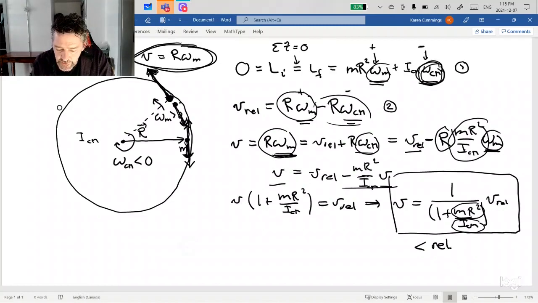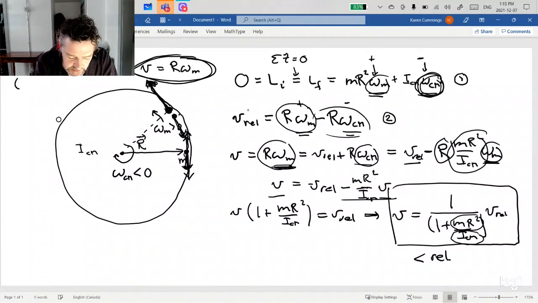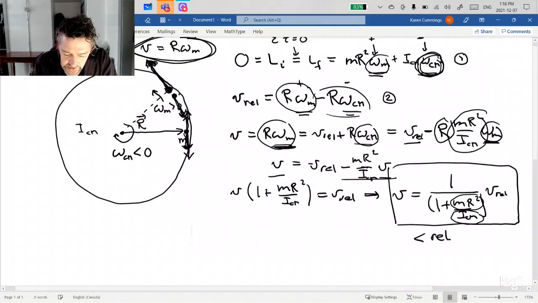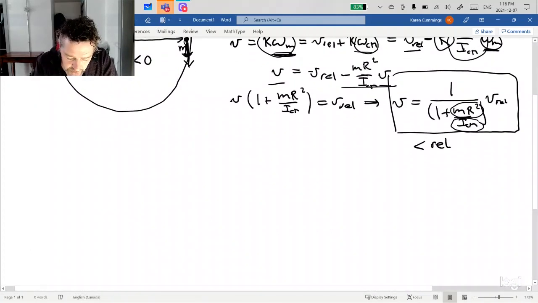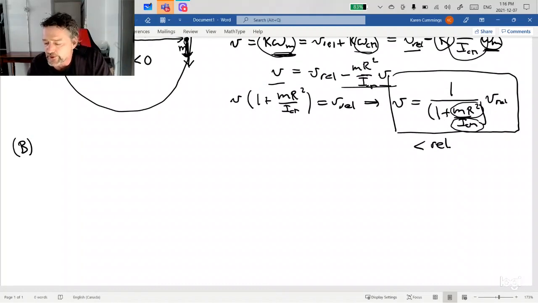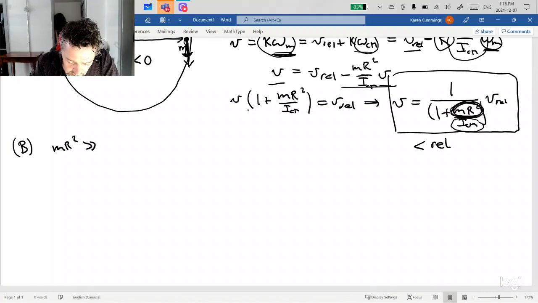Okay, so then we have two special extreme cases. So that's part A. And then part B says, well, let's look at those extreme cases. So let's suppose that the moment of inertia of the person, that's this guy over here, is large compared to the moment of inertia for the disk. So let's suppose that mr squared is way bigger than ICM. And what that corresponds to is the person is really heavy and the disk is really, really light.